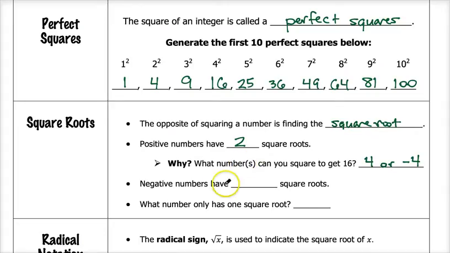that's in contrast to negative numbers. Negative numbers have 0 square roots. Okay, you can't take a negative number times itself to get a negative number, so that's why we say we can never take the square root of a negative number. The only number that has 1 square root is 0 itself.